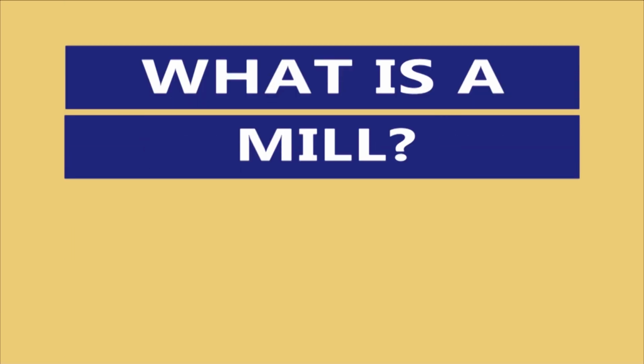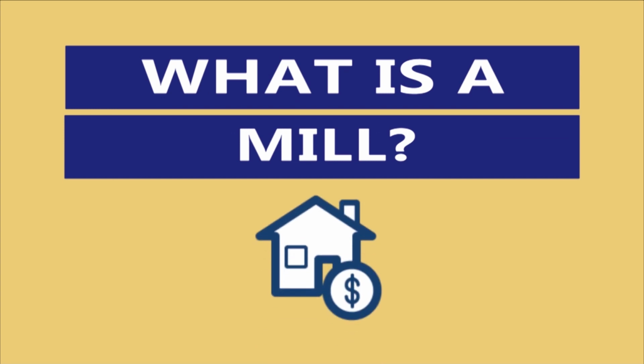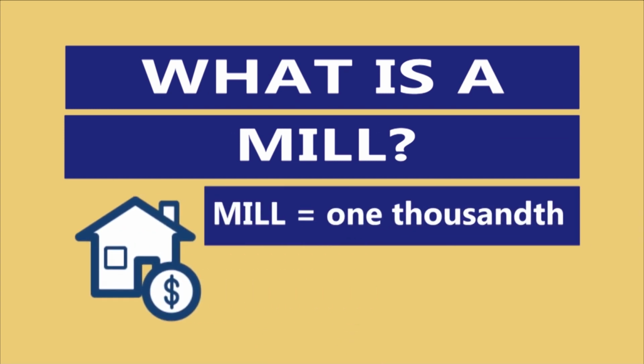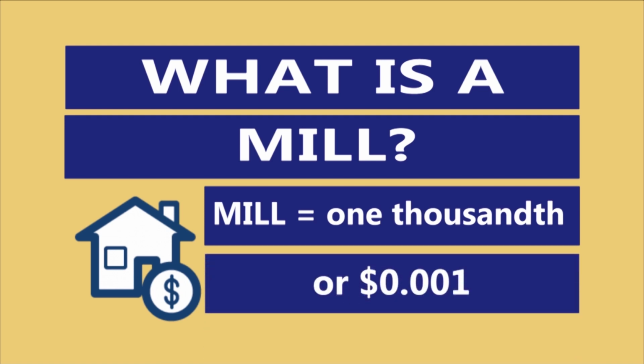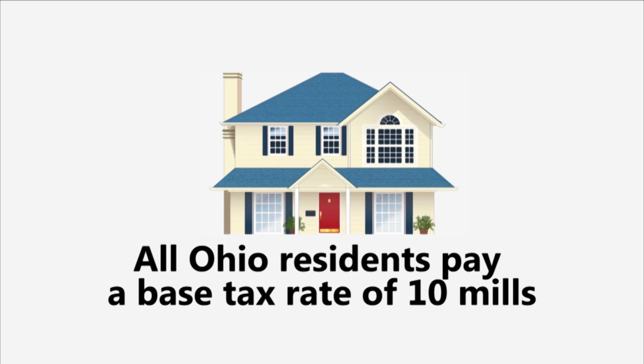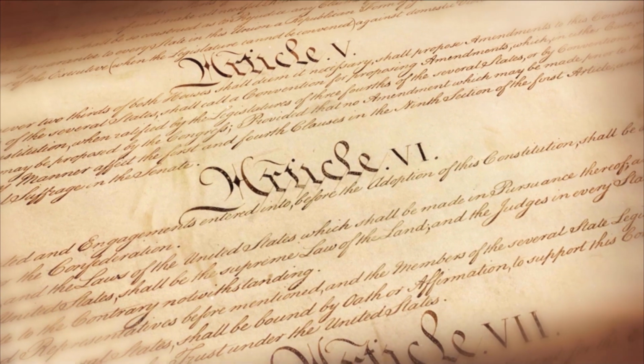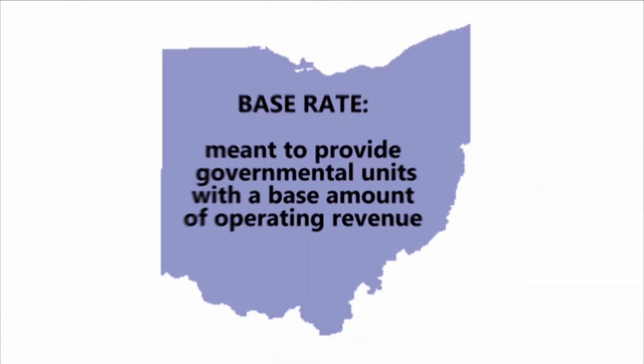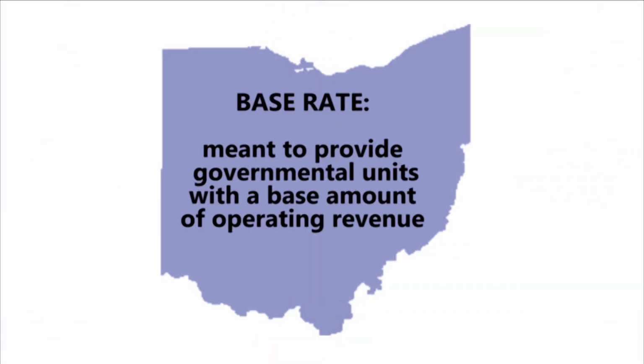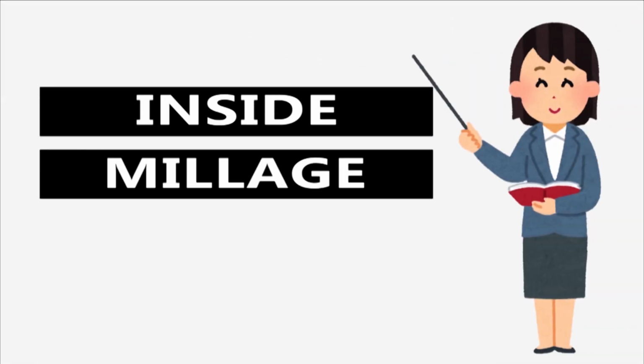What is a mill? Property taxes are charged as mills. 1 mill is 1/1,000th of a dollar. That's 1/10 of a cent. All Ohio residents pay a base tax rate of 10 mills. This base rate comes from the Ohio Constitution. The base rate is meant to provide governmental units with a base amount of operating revenue. These 10 mills are sometimes called inside millage.